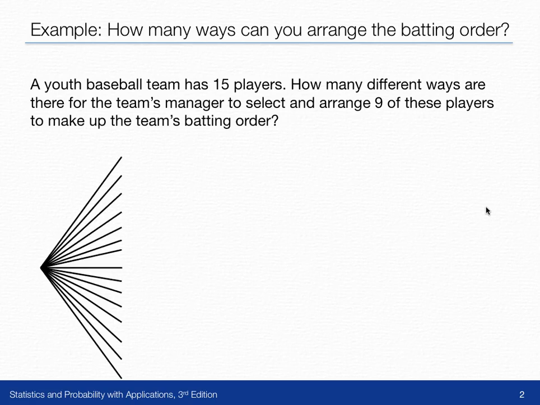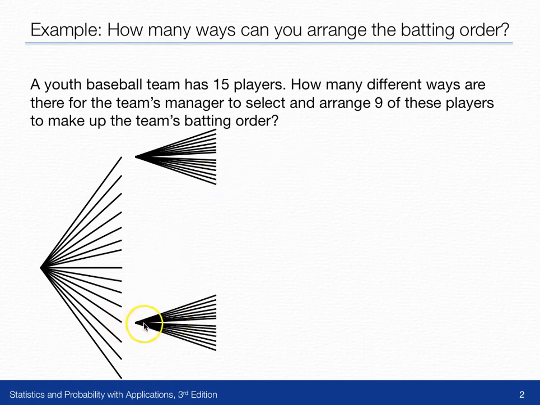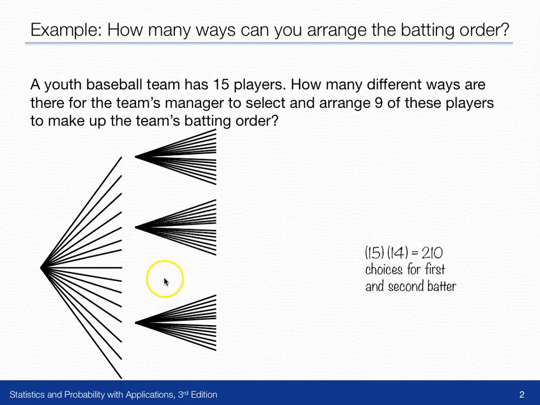So if you wanted to, I wouldn't advise this, but you could say, well, we have 15 choices for the first batter. And if we select this first batter here, we have 14 choices for the second batter. Now those 14 choices for the second batter would apply had I chosen this person up here, or this person down here as my first batter, or this person here as my first batter.